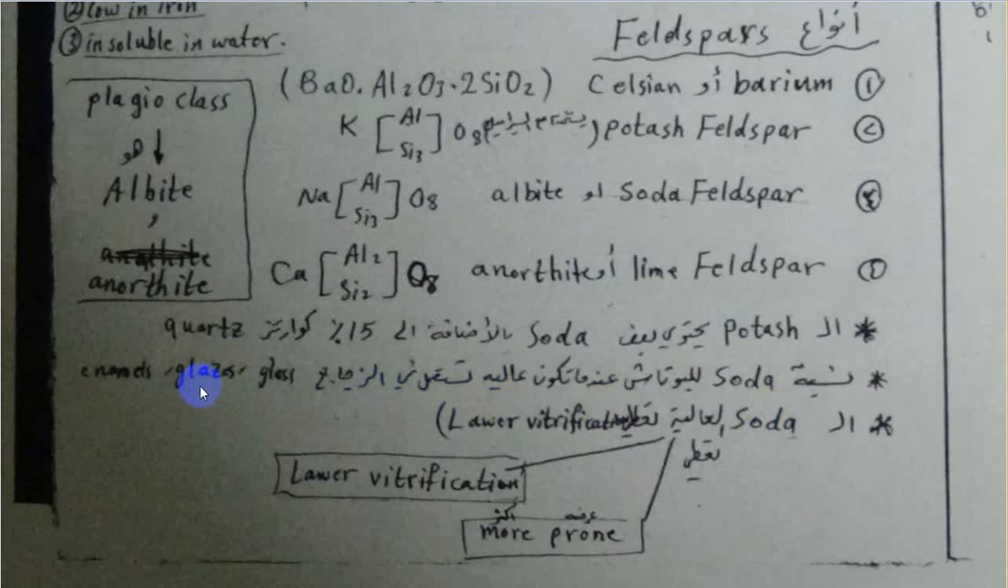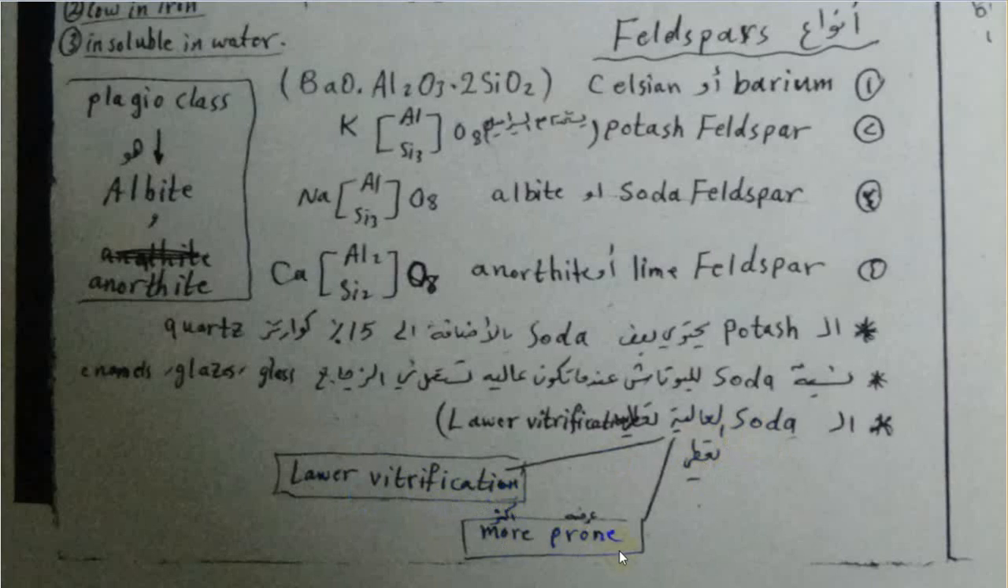A higher soda-potash ratio will result in its utilization in glass, in glazing. The high rate of soda gives vitrification, that is, glazing, and also makes it more prone.